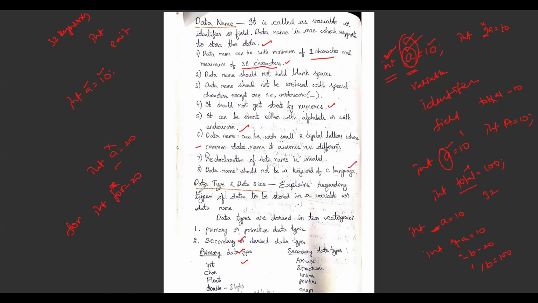Next is data type and data size. This is very important. What is data type? Data type explains what type of data you're going to store into a variable. Suppose I declare int a, right? What type of data am I going to store in this int a? I can store only an integer, because a is an integer variable.